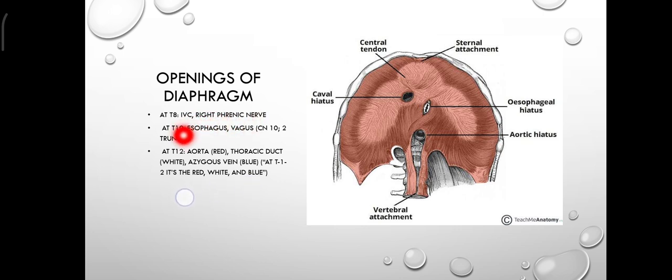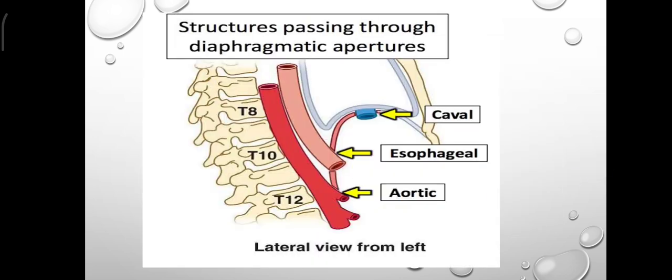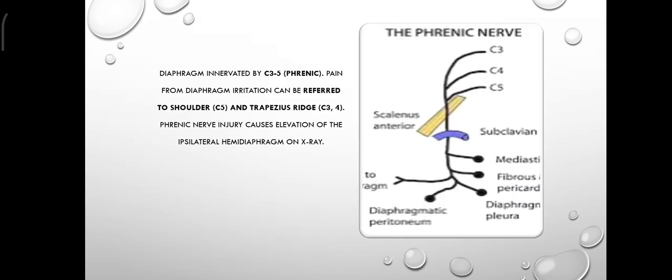At the level of T10, esophageal opening, esophagus and vagus nerve pass, and at the level of T12, red, white and blue structures, meaning aorta, thoracic duct and azygos vein, pass through the aortic hiatus or opening. You can also see in the diagram that caval opening lies at the level of T8, esophageal opening lies at the level of T10 and aortic opening lies at the level of T12.